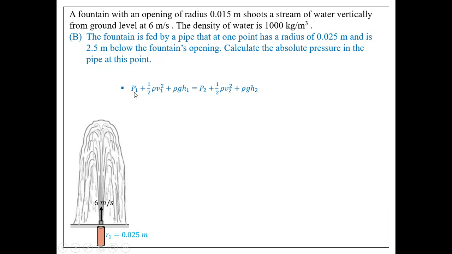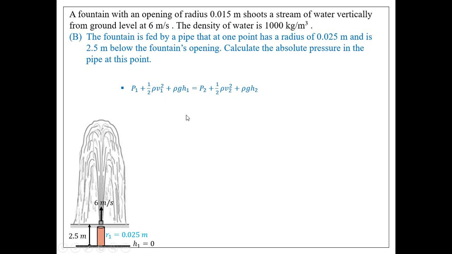P1 is what I'm trying to find because it's asking us to find the absolute pressure in the pipe 2.5 meters below ground. In order to do so, I like to define my reference point. Here, 2.5 meters beneath the ground is going to be my zero point because I'm going from bottom up. So I'm going to call H1 as 0, and then I can measure from there upward. So that distance there is 2.5 meters up. It wants us to find the pressure at 2.5 meters beneath the ground inside that pipe.